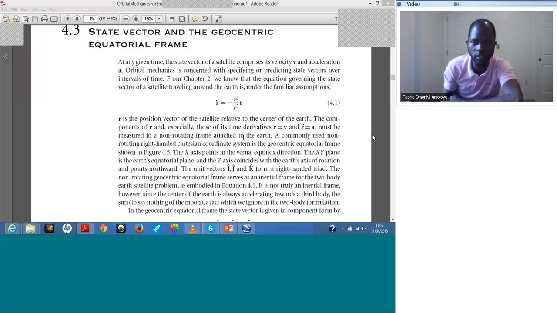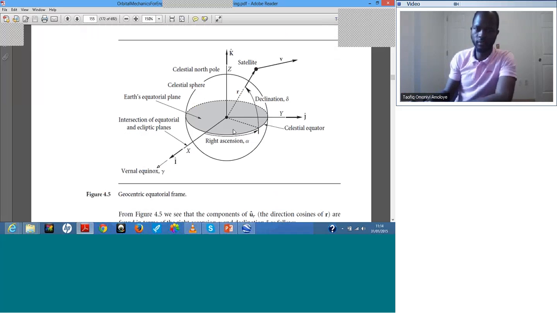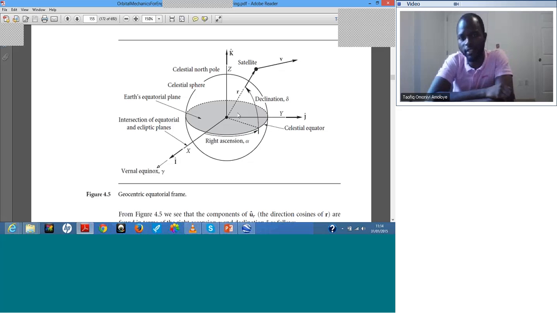So a commonly used non-rotating right-handed Cartesian coordinate system is a geocentric equatorial frame shown in figure 4.5. This is what we learned in the first slide of Orbital Mechanics 1. We learned about relative motion with respect to the non-rotating Earth. So all those equations that we arrived at are valid for our discussions now of the movement of satellites.